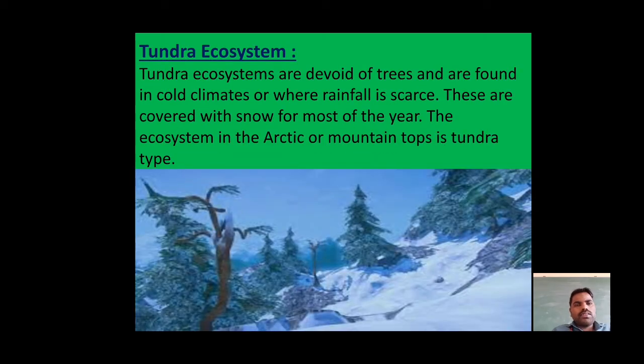Next one, the tundra ecosystem. This is seen in the Himalayan ranges. Tundra ecosystems are devoid of trees and are found in cold climates or where rainfall is scarce, meaning there is a low percentage of rain. These areas are covered with snow. In the tundra ecosystem, we can see plants covered with snow for most of the year. Examples of tundra ecosystems are the Arctic and mountain tops.